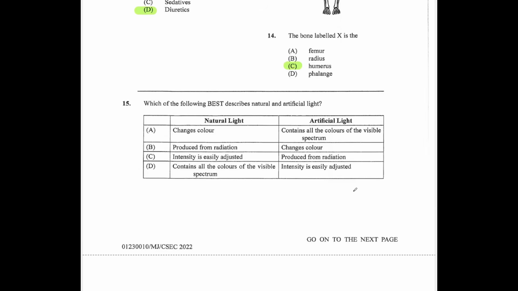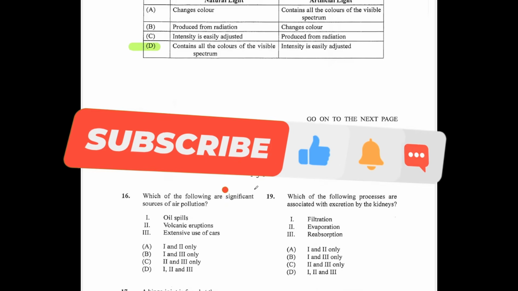Question 15, which of the following best describes natural and artificial light? Natural changes color, no. Produced from radiation, intensity is easily adjusted, contains all the colors of the visible spectrum. Yes, look, we find it there. And when we go over to the artificial side, intensity is easily adjusted. That is correct. B is our answer.